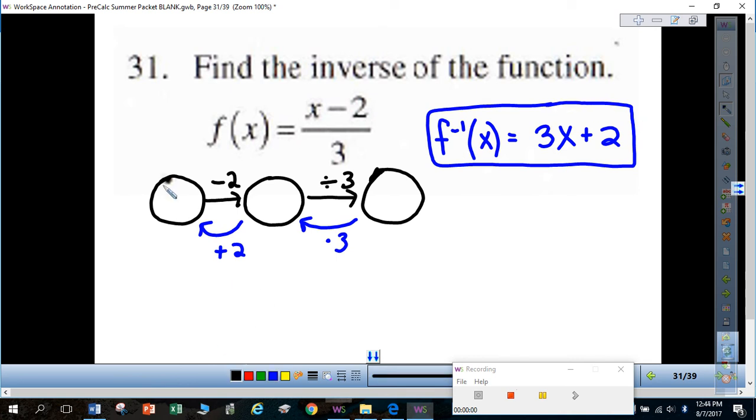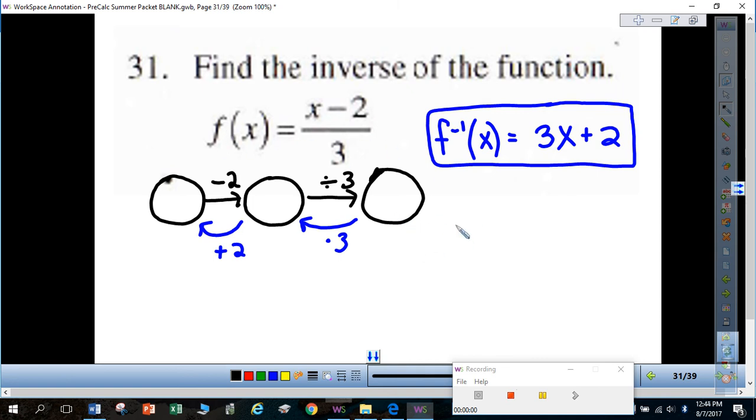Now, this method is not always easy to show. It doesn't always work. This is a really nice, easy function. As things get more complicated and more complex, we're going to need a more formal method that will work for us every time. And so that method goes like this.